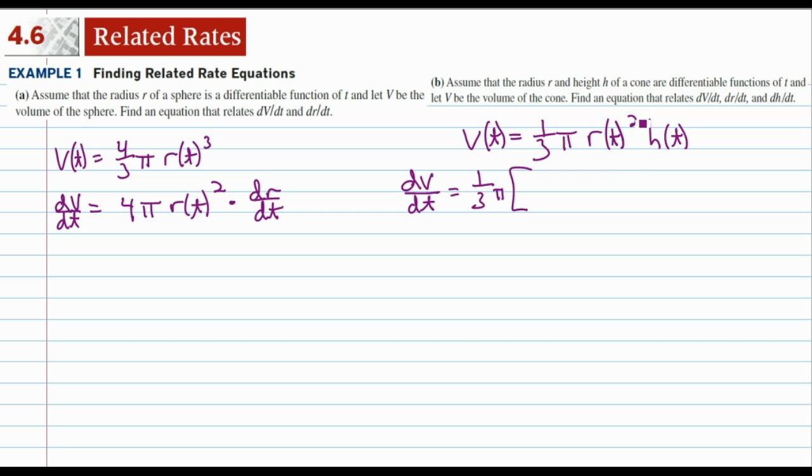Next inside, I'm going to take the derivative of the r piece first. So that's 2r of t now to the first power, but then times dr/dt because of that chain rule. I have to take the derivative of that r function. Leave h of t alone, plus, now r of t squared stays the same, and now I have to take the derivative of h of t, which I don't really need to use the chain rule, even though I kind of already am. It's just dh/dt.